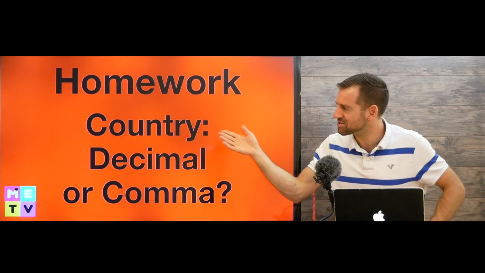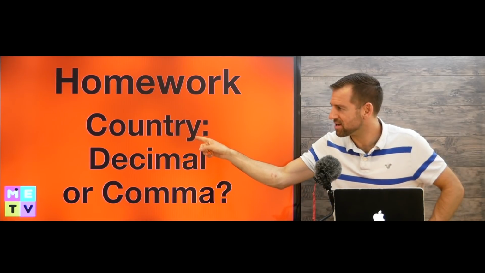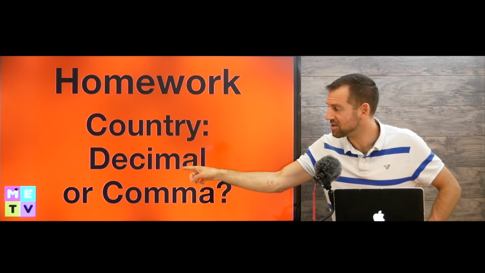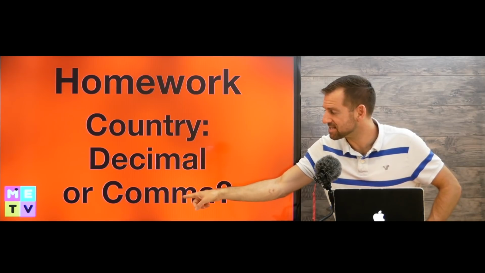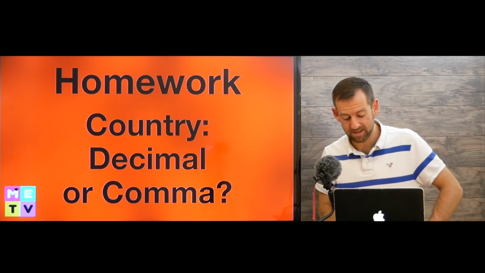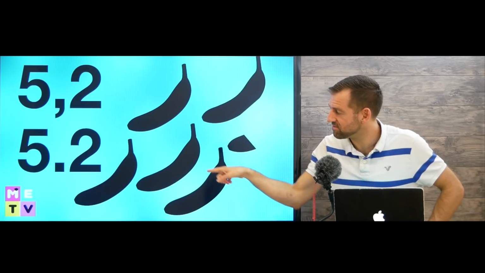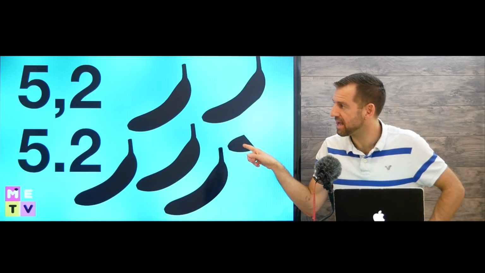So hey, let's do some homework. I want you to tell me the country you are from and tell me if you use a decimal or a comma. A decimal or a comma. For example, in this case here, we have 5.2 bananas. Would you write it like this, like we do here, or would you write it with a comma?